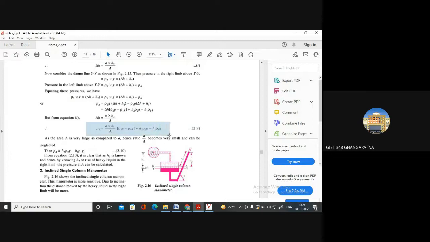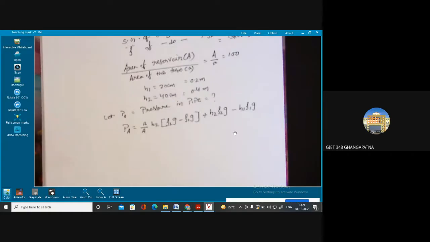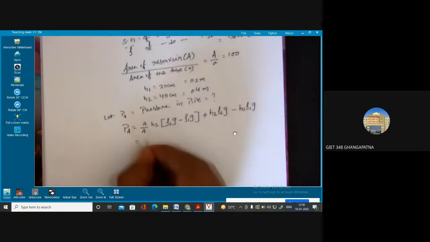Clear? But here he is saying to consider that ratio. If you are considering the ratio, this is the formula you have to write. This is the formula I have written. Okay. So simply substitute the values. What is A by a? A by a is 1/100.